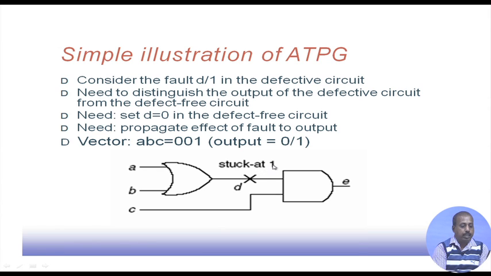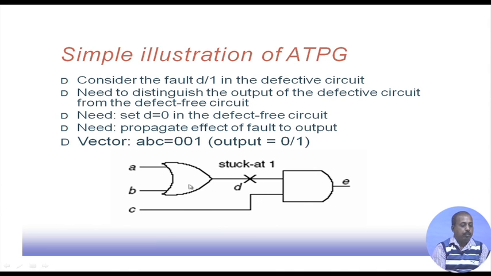We want to detect stuck-at-1, so we have to force a 0 here. For that, A and B must be equal to 0. Now, the line D is not directly observable; the observable line is E. So, the effect has to be propagated through this AND gate, and we must get the response at E. For that purpose, the other input of the AND gate must hold a non-controlling value. So, this C input must be at 1.